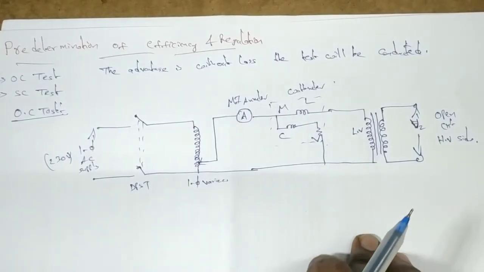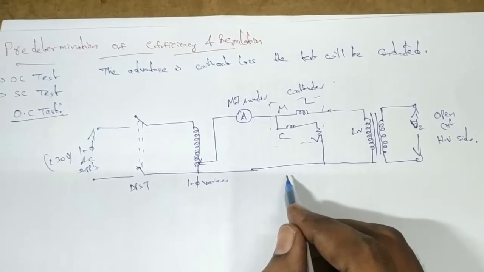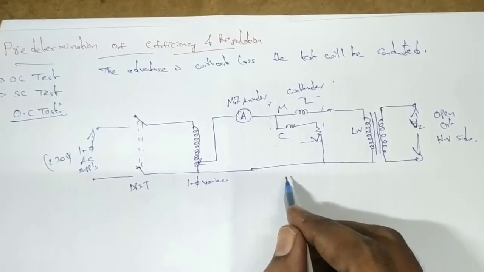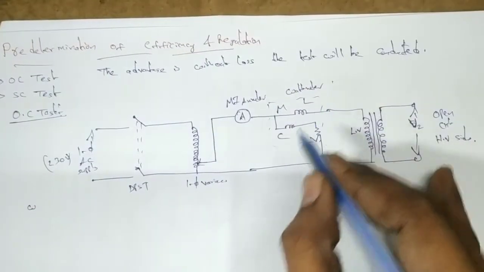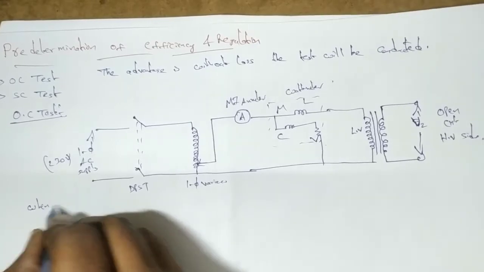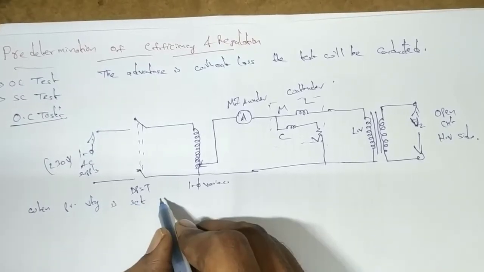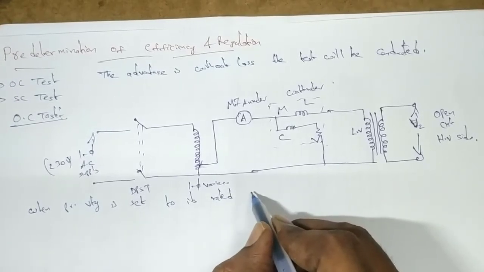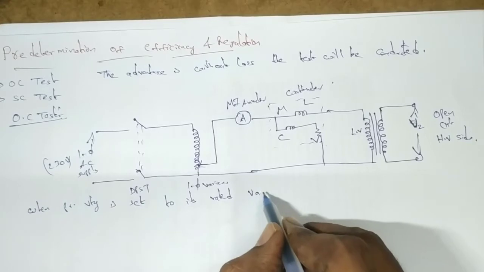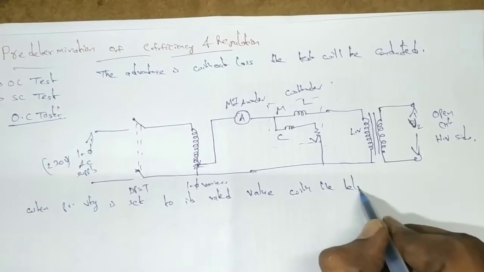In between low voltage and high voltage there will be a core, which is represented by the parallel lines. The test is conducted for a single step only, that is, we have to note down only one value. For that, using the auto transformer, we vary the voltage up to the rated voltage, which is given in the nameplate details of the transformer. So the primary voltage is set to its rated value with the help of a variac, and we note down the I0 and W0 values.